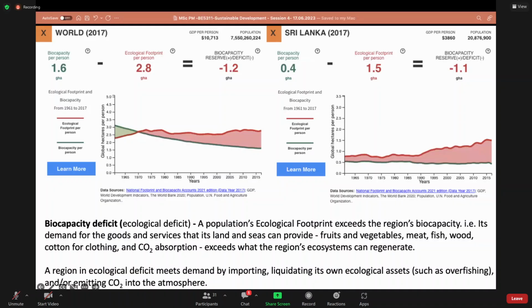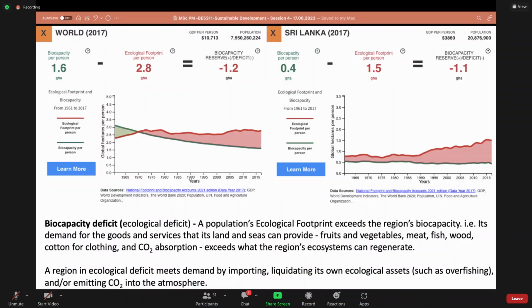So us in Sri Lanka, we are the same. In terms of our demand for the goods and services, things like fruits, vegetables, meat, fish, things that we consume, wood, our cotton for clothing, our need for carbon absorption, all those things are more than what our own ecosystems can regenerate.